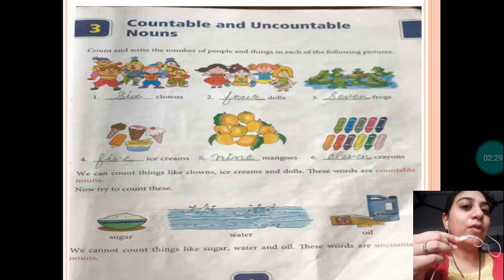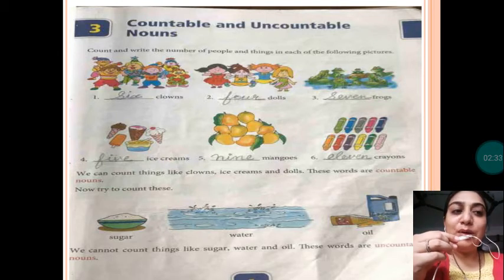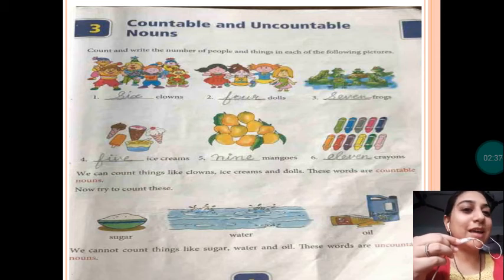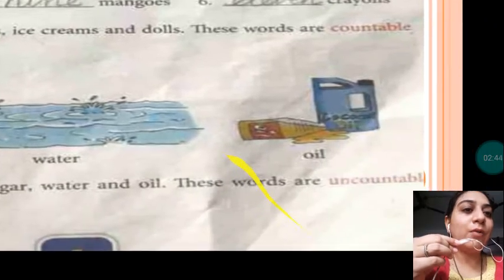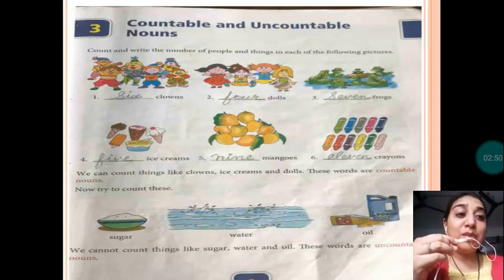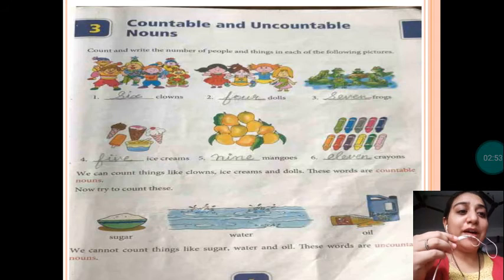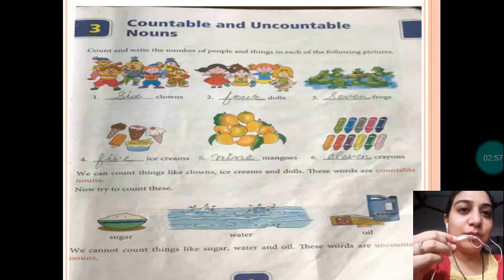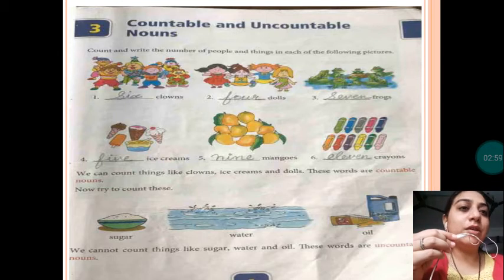Now let's try to count these: sugar, water, oil. Are you able to count these 3? No, we cannot count things like sugar, water and oil. So these words are said to be uncountable nouns. I hope you are clear with this image. This is the image of page number 7 of your Viva publication textbook. You have to count and write down in your textbook.